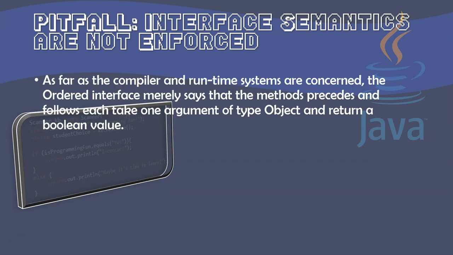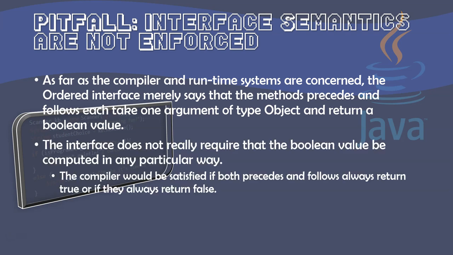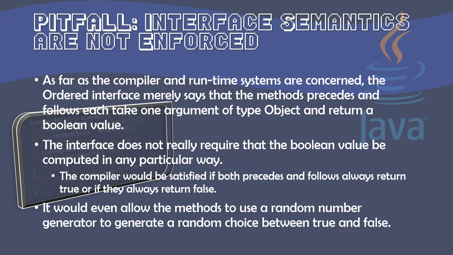As far as the compiler and runtime systems are concerned, the Ordered interface merely says that the methods precedes and follows each take one argument of type Object and return a Boolean value. The interface does not really require that the Boolean value be computed in any particular way. The compiler would be satisfied if both precedes and follows always return true, or if they always return false. That's all it really cares about. It would even allow the methods to use a random number generator to generate a random choice between true and false.